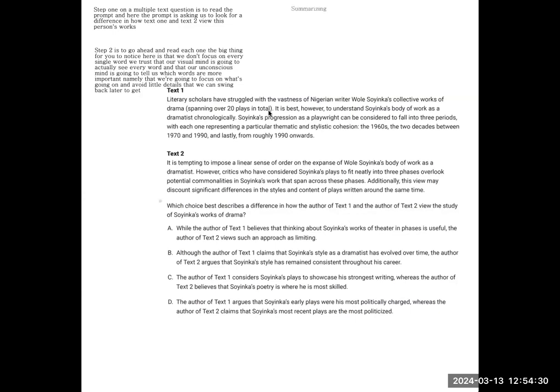Summarizing text one, we're talking about scholars who've analyzed this writer's works. And the statement in text one is that the body of work should be understood in terms of a chronology that clearly falls into three periods. And then it goes on to describe those three periods.